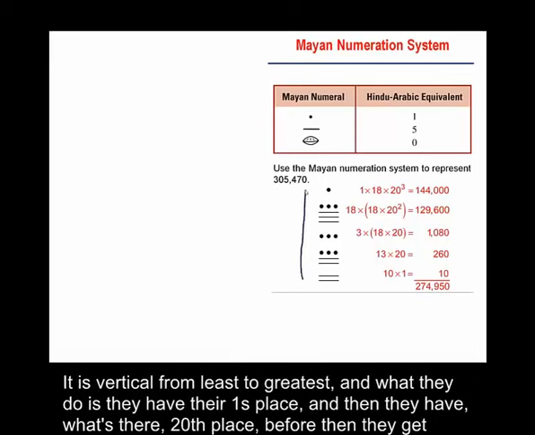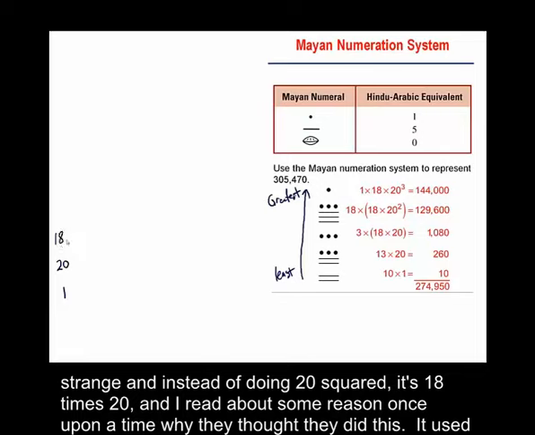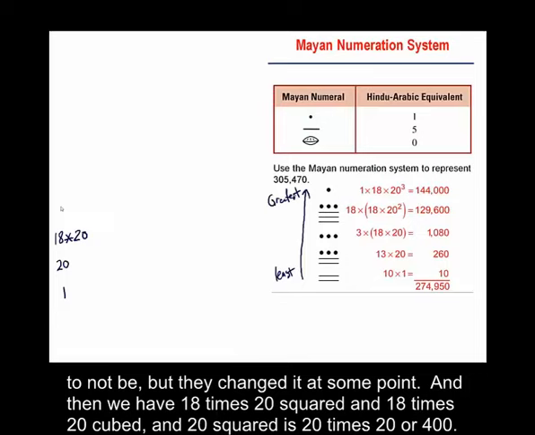It is vertical from least to greatest. And what they do is they have their ones place, and then they have what's their 20th place. But then they get strange, and instead of doing 20 squared, it's 18 times 20. And I read about some reason once upon a time why they thought they did this. It used to not be, but they changed it at some point. And then we have 18 times 20 squared, and 18 times 20 cubed.